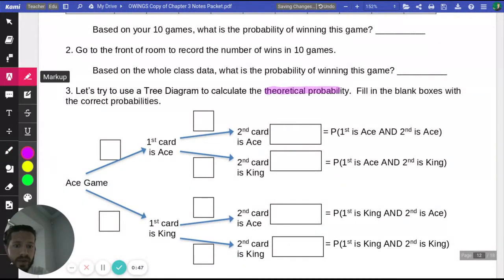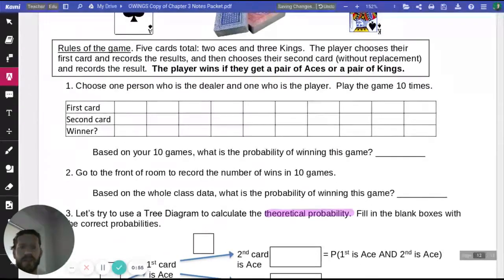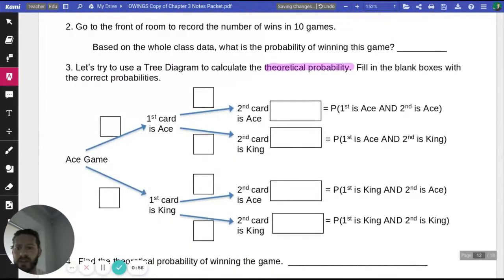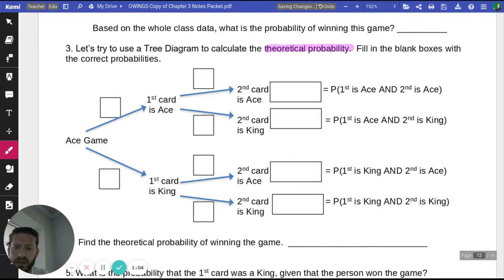We're going to calculate what the theoretical probability, what your probabilities should be if you play the game over and over again. So there are 5 cards, and there are 2 aces and 3 kings. In our tree diagram right here, we start the game, our little ace game, and we've got options: either the first card drawn is an ace or the first card is a king. We know that there are 2 aces out of 5 cards, and 3 kings out of the 5 cards. So there's a 2/5 probability, 2 out of 5, you'll get an ace, and 3/5, 3 out of 5 that you'll get a king.